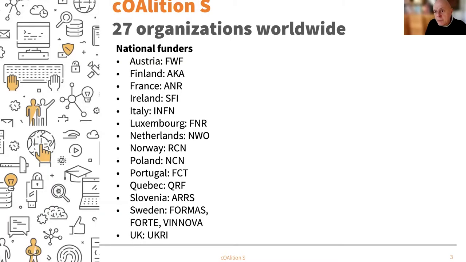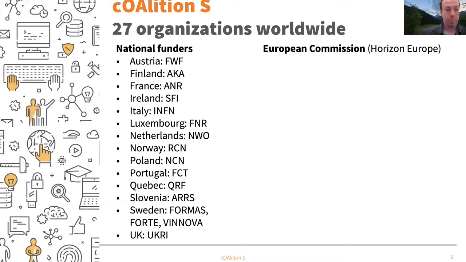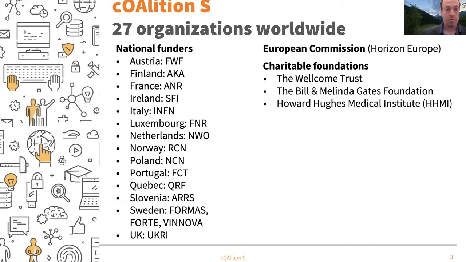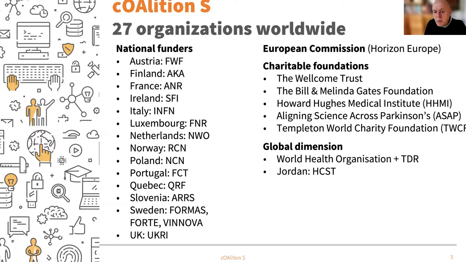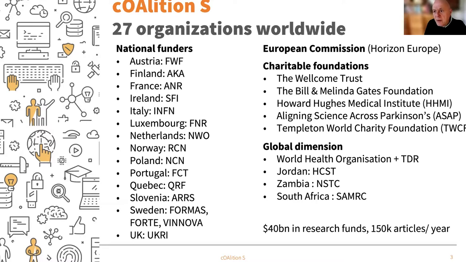Coalition S, first of all, is an organization of 27 organizations worldwide, an alliance basically of national funders. Also, the European Commission is on board with the Horizon Europe program. Charitable foundations like the Wellcome Trust, Bill and Melinda Gates Foundation, Howard Hughes Medical Institute, and others. And there is a global dimension to Coalition S with the World Health Organization, Jordan, Zambia, and South Africa. Just to give an idea, we spend about $40 billion a year that are invested in research with an output of about 150,000 articles.